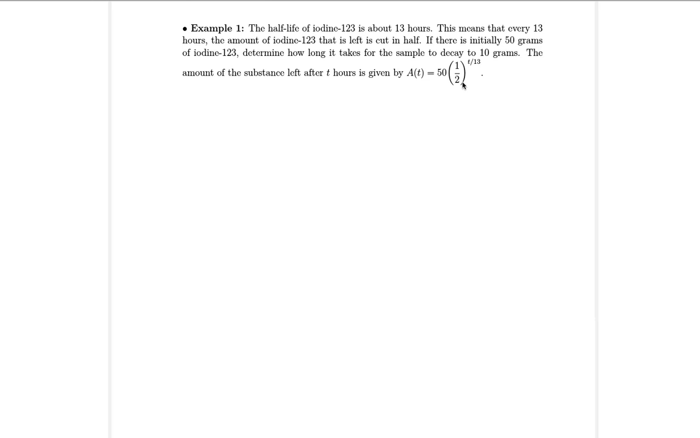And you can see why it makes sense, right? If you plug a 13 in for t, then you have a 1 in the exponent, which means you're multiplying 50 by a half, which gives you half of the substance left over. When you put a 26 in here, that would be 2 half-lives, so you should have a quarter of the substance left over, which is exactly what you get when you take 1/2 to the second power. So I think we can agree that that's the proper function to use for this.